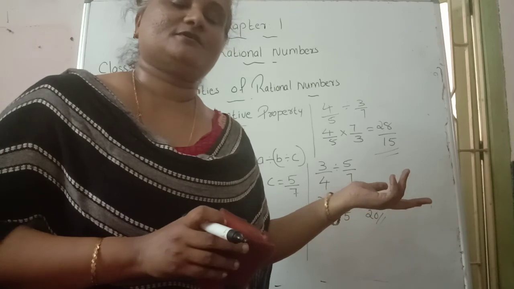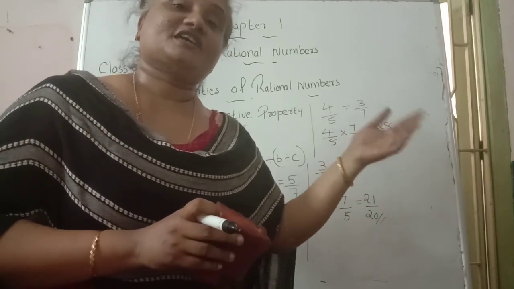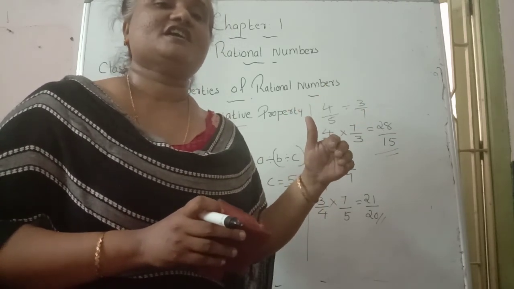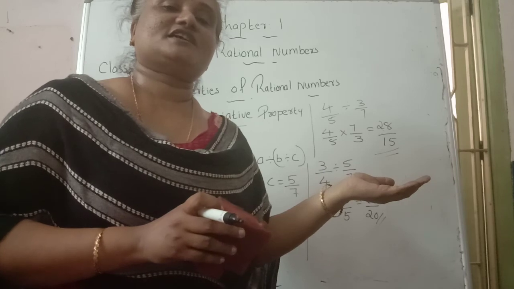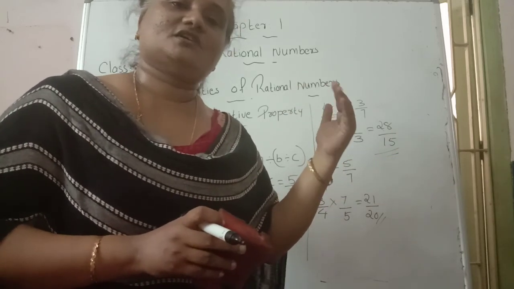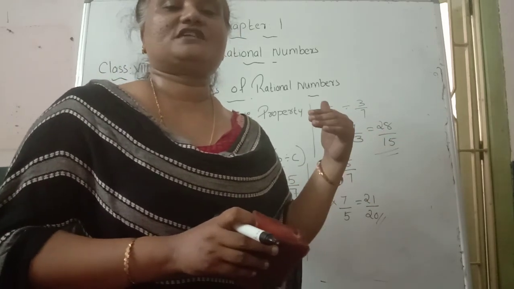Then next class we will go through the distributive property case. There also the addition case, multiplication over addition and multiplication over subtraction are there. Then what is the additive identity, then what is the multiplicative identity, things like that. Next class we will go through those matters.